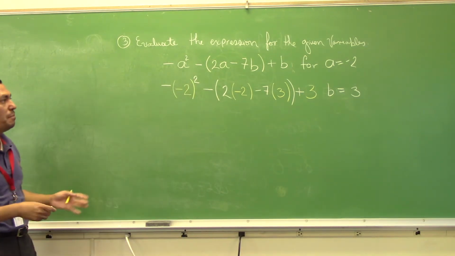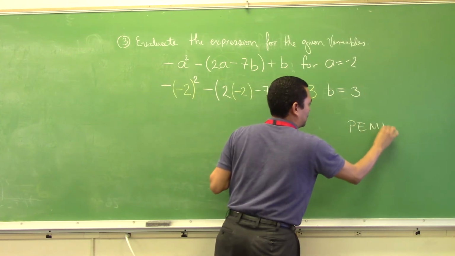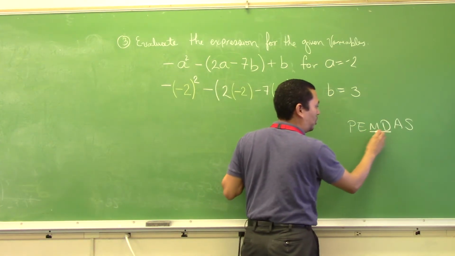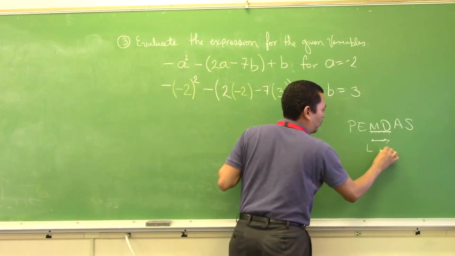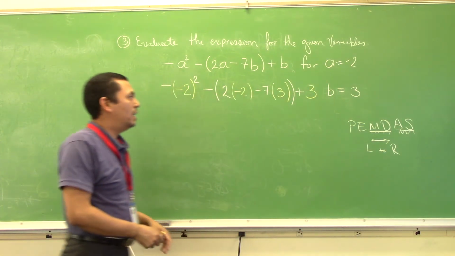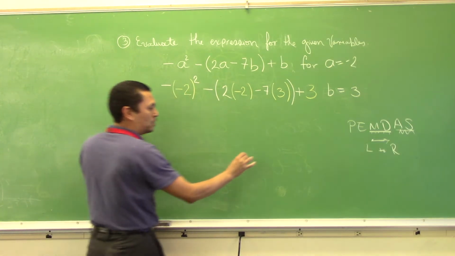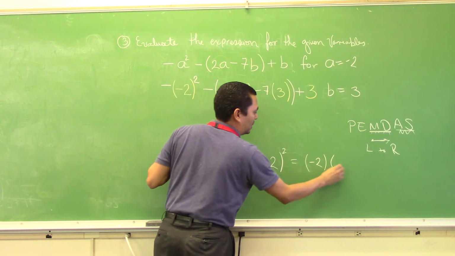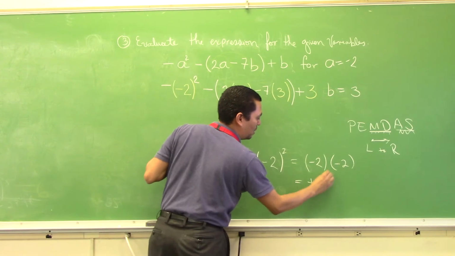Okay, let's simplify. Remember that to simplify this expression, we're going to use PEMDAS. Parentheses, exponents, multiplication and division. And if we have the same level of operation, we start from left to right. Same for addition and subtraction. So in this case, let me start with this parenthesis, this negative 2 to the second power. So negative 2 to the second power is equal to negative 2 times negative 2. Negative and negative is positive. 2 times 2 is 4.